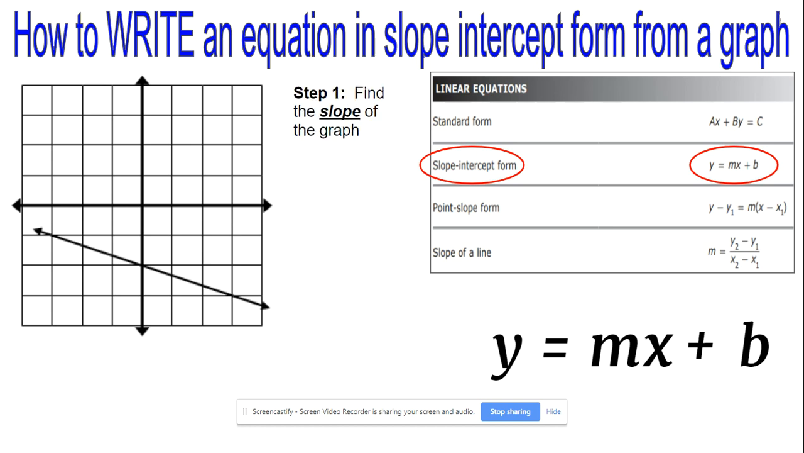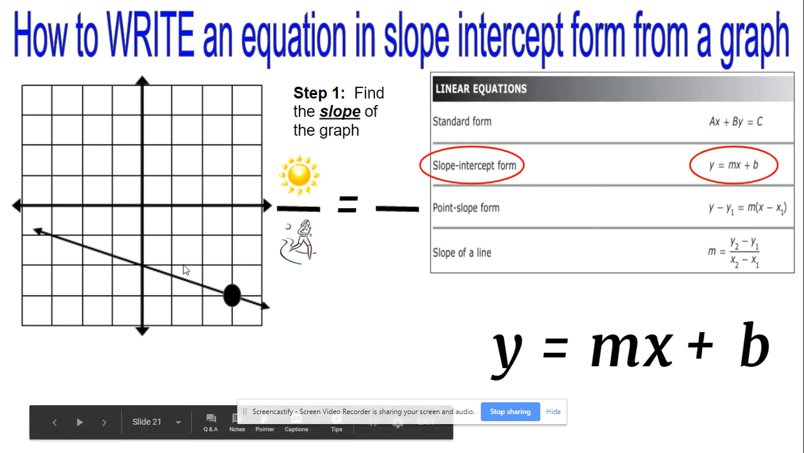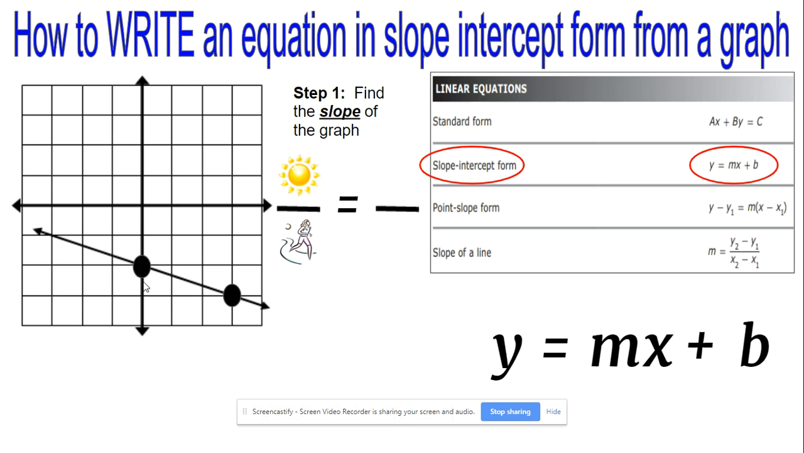Okay, so step one, find the slope of the graph. Remember, you're looking for rise over run on a graph, making sure you're looking if the line is positive or negative. We're looking for the rise over the run. When you don't have points on a graph, you have to find points that cross the x and the y at a pretty point. So right here, and then it looks again like it's going to be about right here, which is good because it's on my y-intercept anyway.